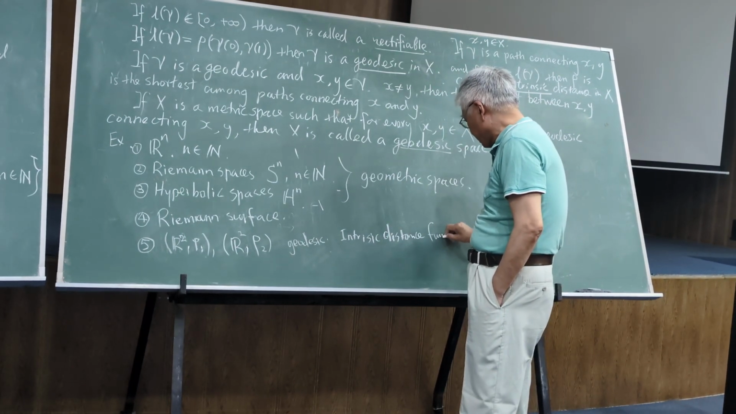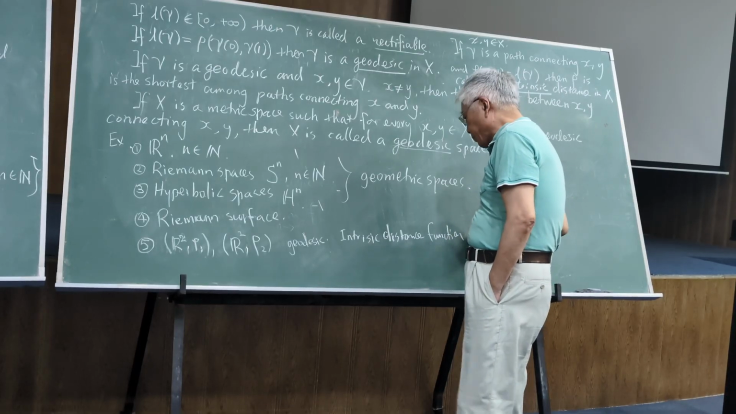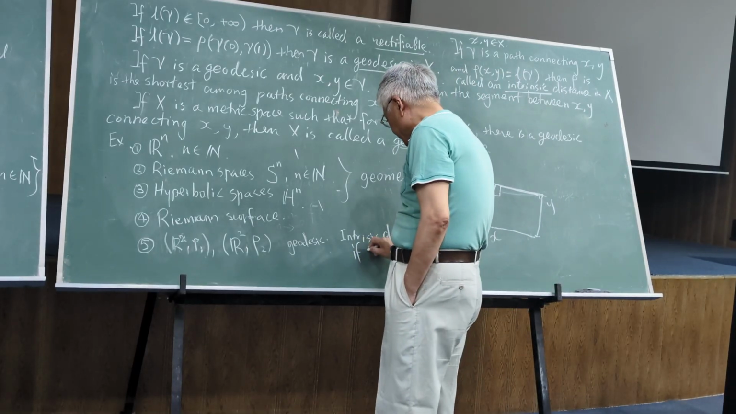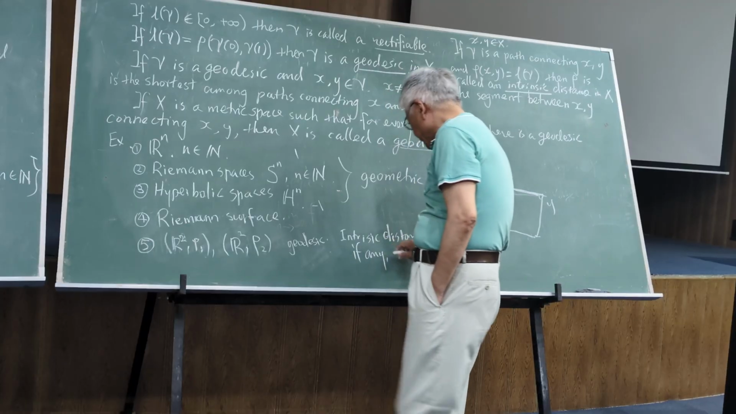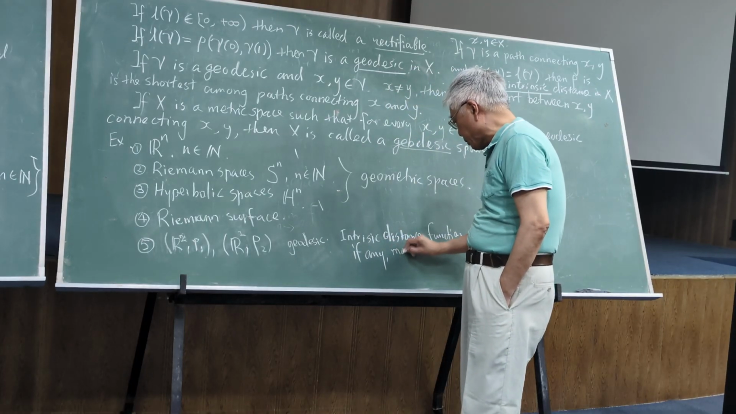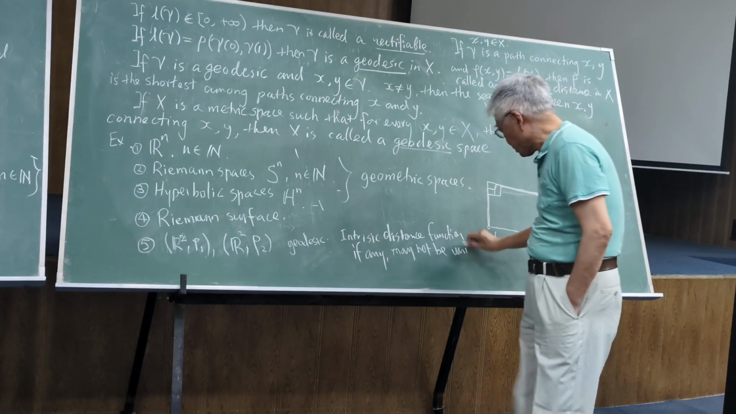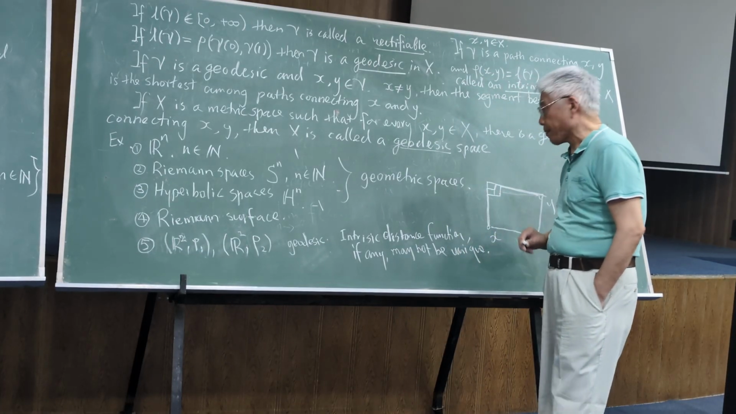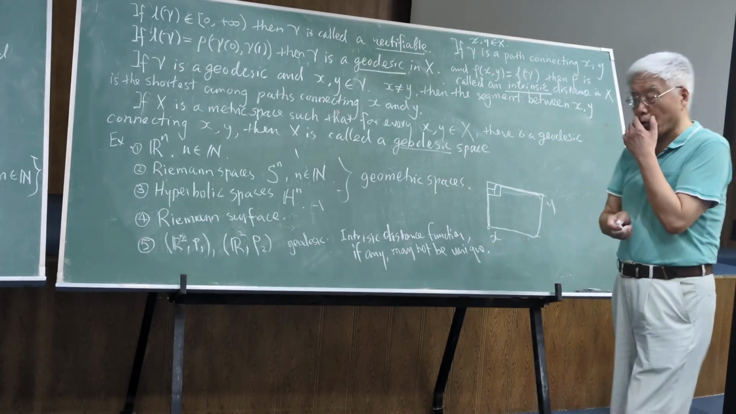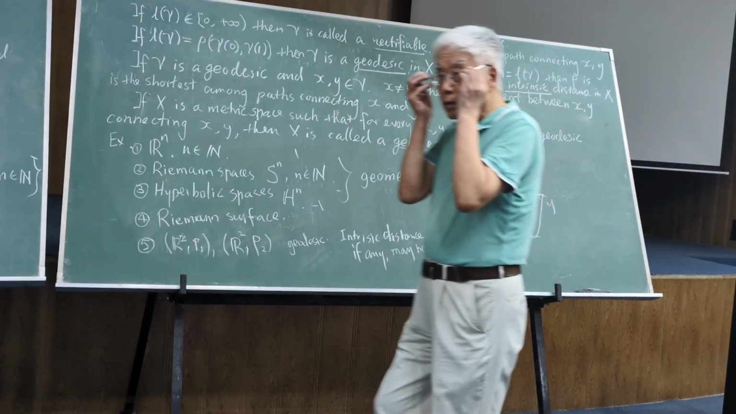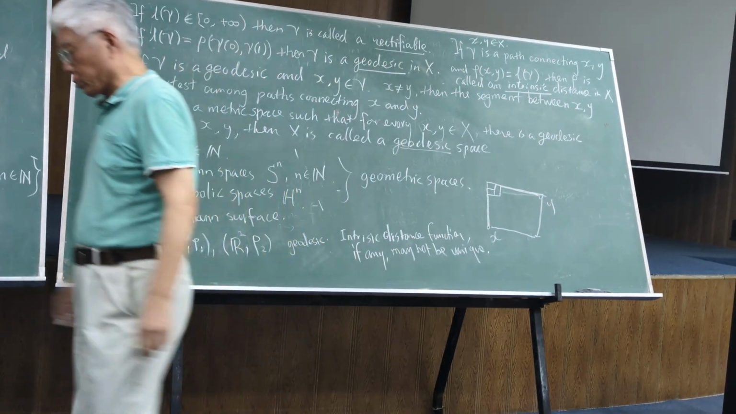An intrinsic distance function, if it exists, may not be unique. These two distances are different. Of course, topologically, they give you homeomorphic topological spaces.